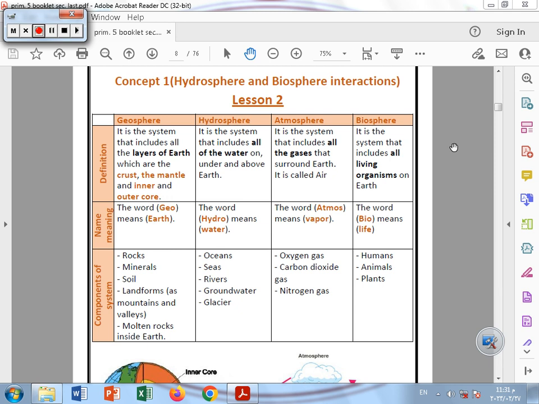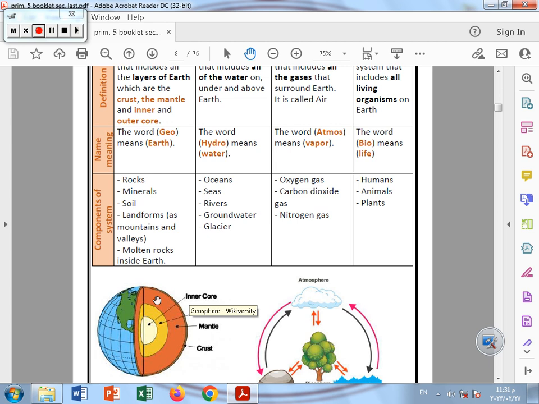And now let's add to our information about the geosphere, and let's know that the geosphere includes all the layers of the earth, and our earth has 4 layers. The outer layer, or the layer that we live on, that's called the crust. After that, when we go deeply inside the earth, we can find the second layer, which is called the mantle. The third layer is called the outer core. The fourth layer is called the inner core, which is the center of the earth. So from outside to inside we have crust, mantle, outer core and inner core.